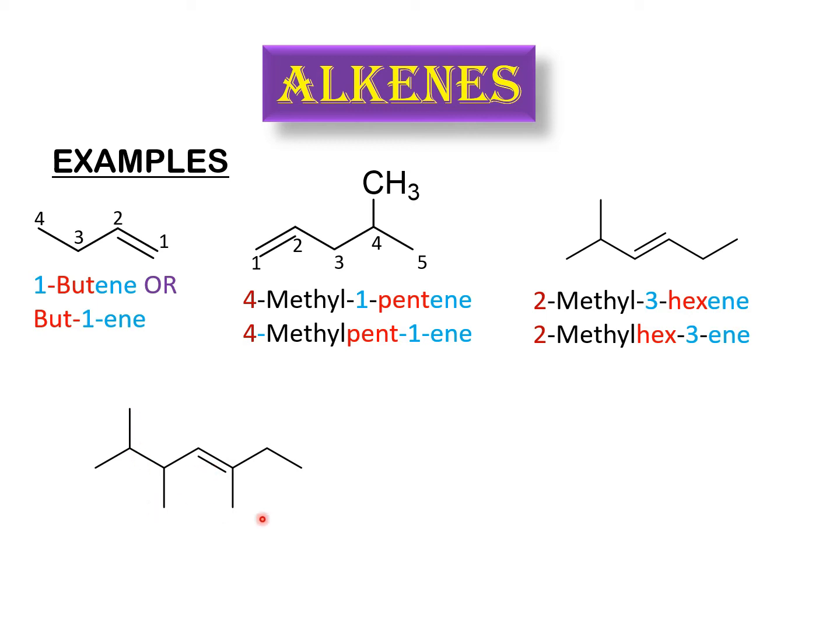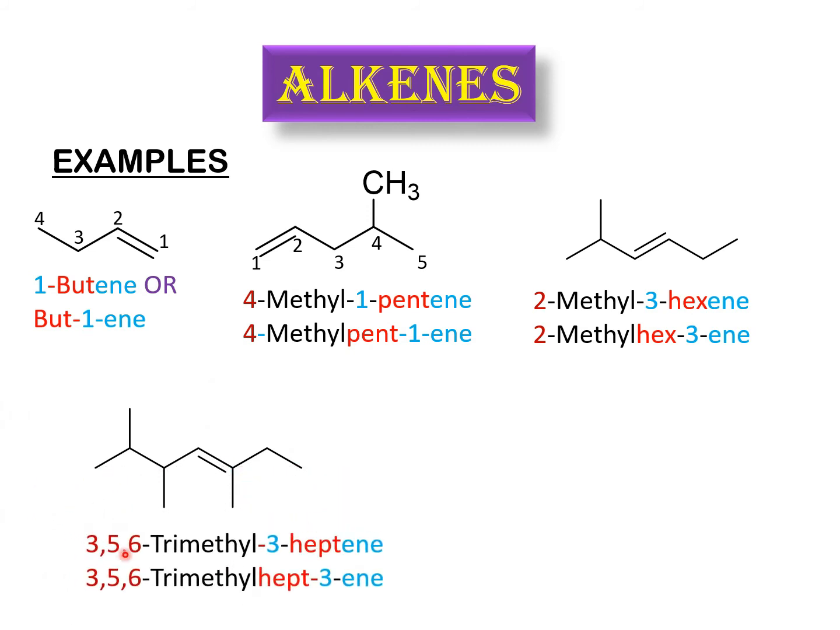And then we have 3 substituents. So first you have to mention the positions of all the substituents, and the name is methyl substituent 3 times. So it's a trimethyl at position 3, 5, and 6. So it's a 3, 5, 6 trimethyl, and at position 3 we have the double bond. So you write 3 here. We have 7 carbons in the chain. It's a hept and it belongs to alkene, so the name ends with ene. So it's a 3,5,6 trimethyl 3-heptene, or you can write it as 3,5,6 trimethyl hept 3-ene.